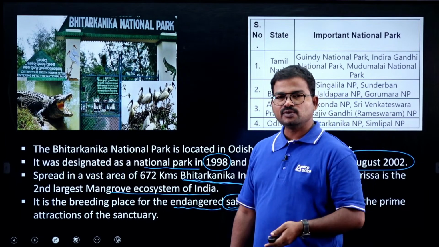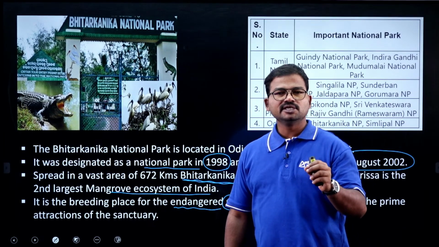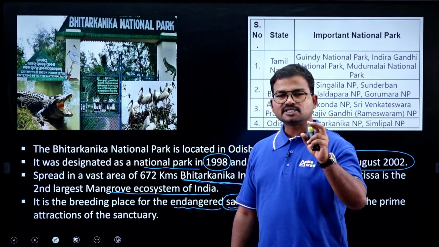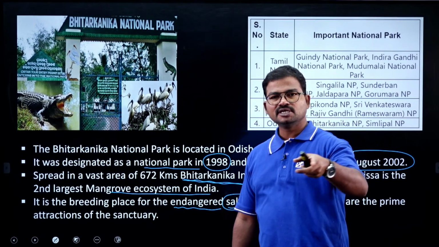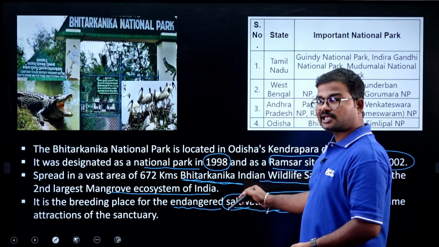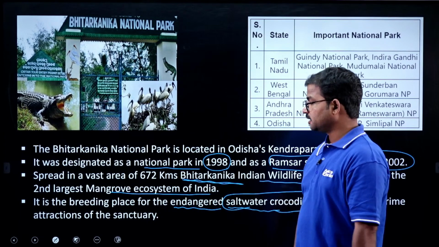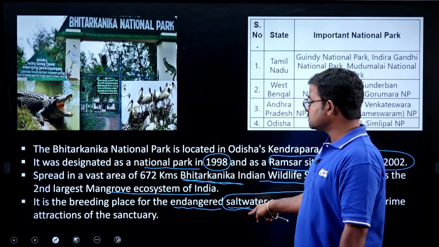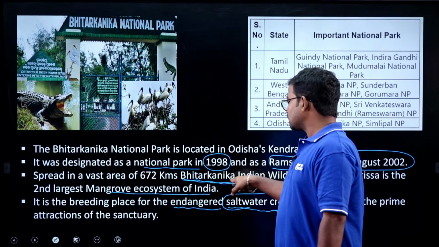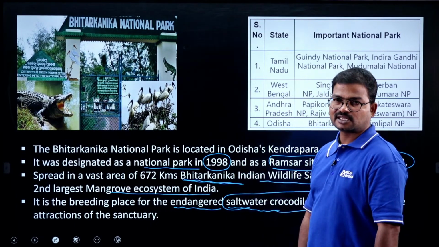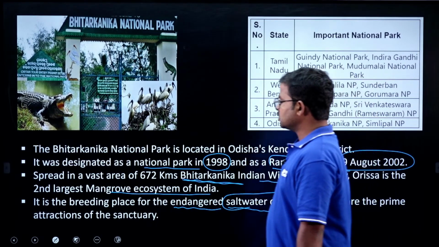If you consider the IUCN, it publishes the Red Data Book. In that Red Data Book, threatened creatures are mainly mentioned. So here saltwater crocodiles are considered in which category? Endangered category, where it exists in India, in the locality of Bhitarkanika National Park or Wildlife Sanctuary. So you have to remember this terminology.